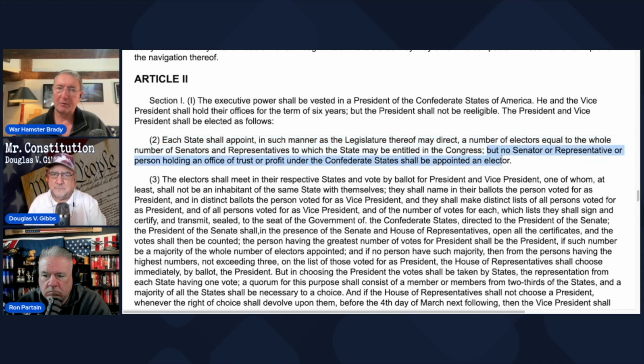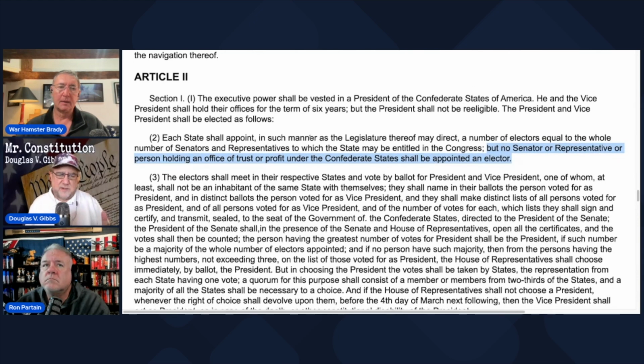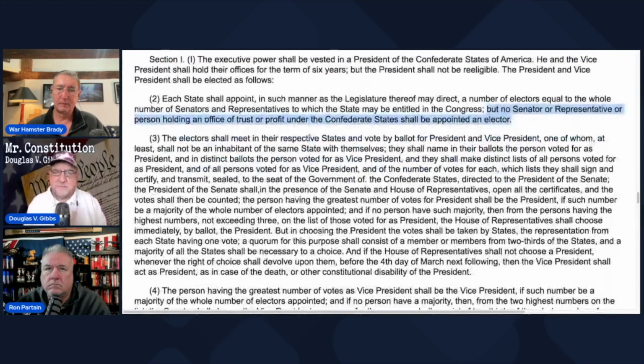But no senator or representative or person holding an office of trust or profit under the Confederate States shall be appointed an elector. Same thing. It's identical. Okay. And it's basically the foundation of the Electoral College.